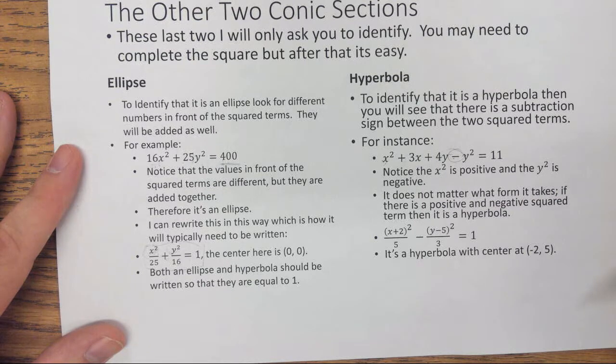Okay. So I complete the square on this thing, do my division, x plus 2 quantity squared over 5 minus y minus 5 quantity squared over 3, hyperbola, because of the minus, with the center with the opposite signs of negative 2, 5.